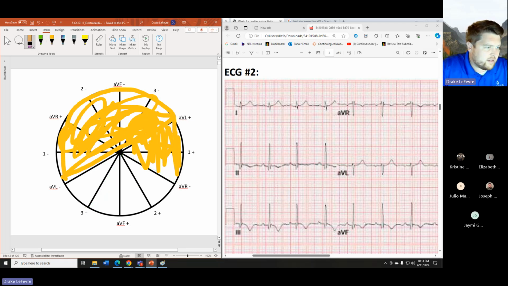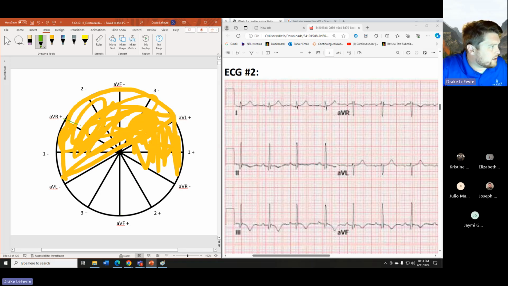Next one, AVF. AVF is very, very positive, so we identify AVF. Identify the line perpendicular. That's negative. This is positive. AVF is positive. All the negatives already shaded out. We move on to the next one.